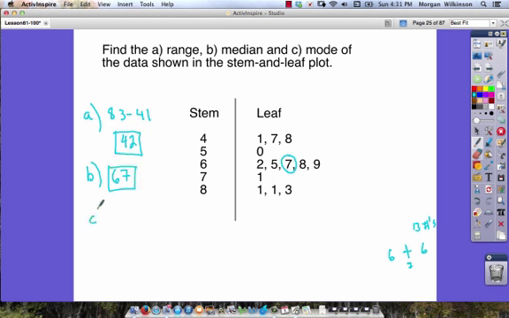For problem C, our mode, well, the mode is the number that happens the most frequently. And we can see there's only one mode here. 81, 81. It happens twice. So our mode must be 81. Finding these types of statistics from a stem and leaf plot can be quite easy compared to just having them written out in a list. Now let's look at a problem with a histogram.